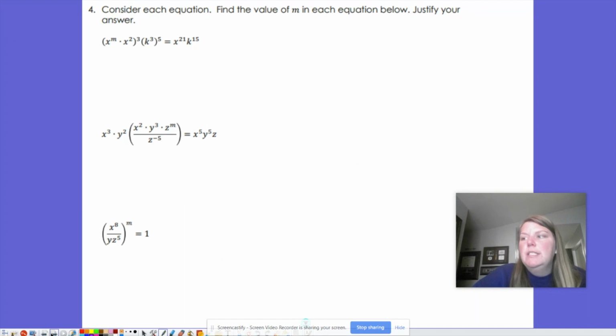Okay, number 4 is the next problem I want to go over. So again, it's in 3 different parts. And what it wants me to do is find the value of m. So it kind of gives us an equation, and we have to see what's happening to the exponents to figure out what that missing value is.